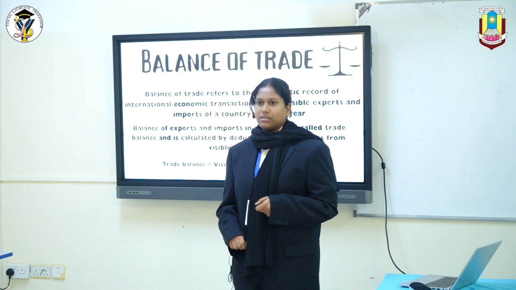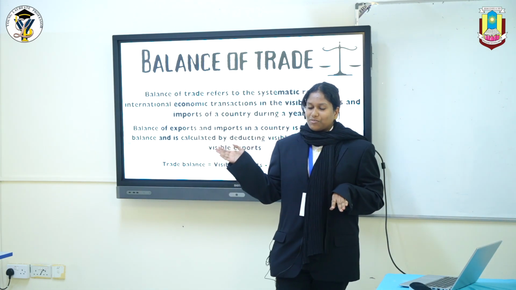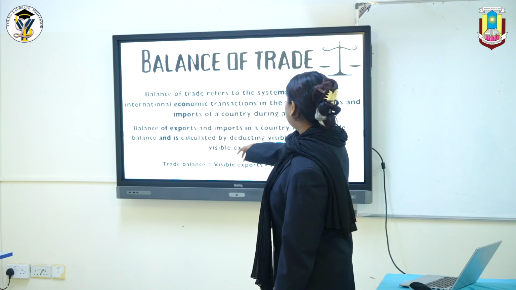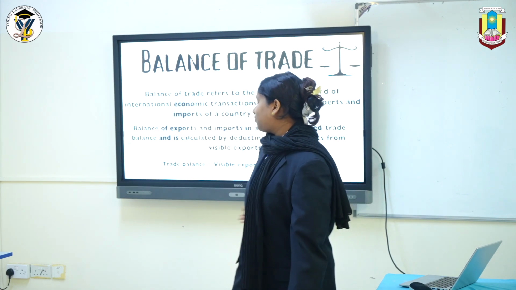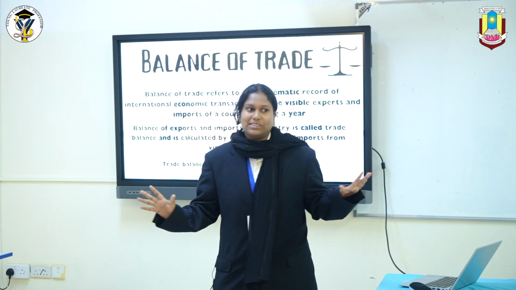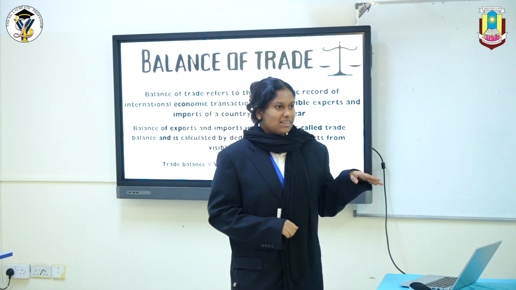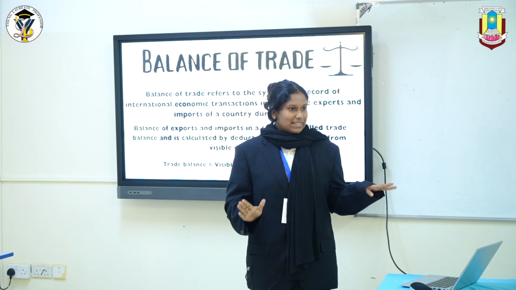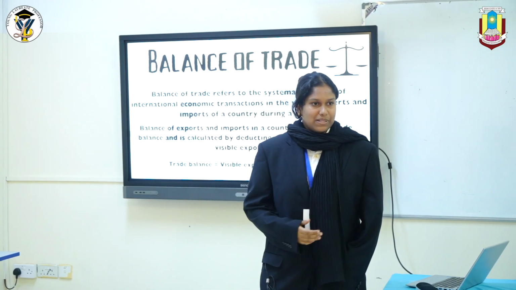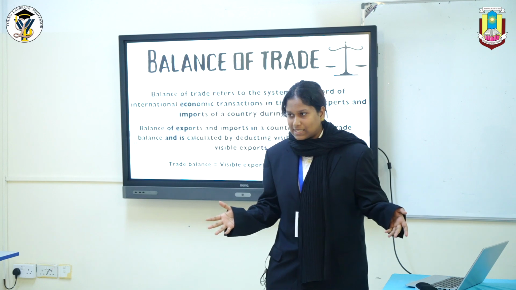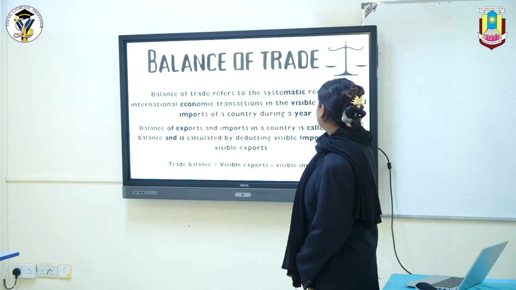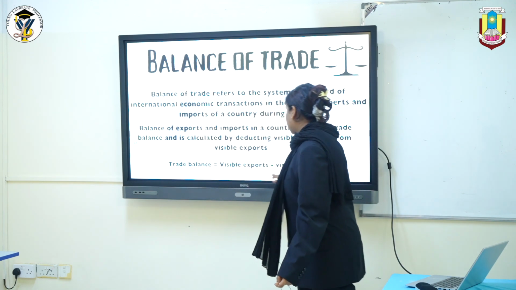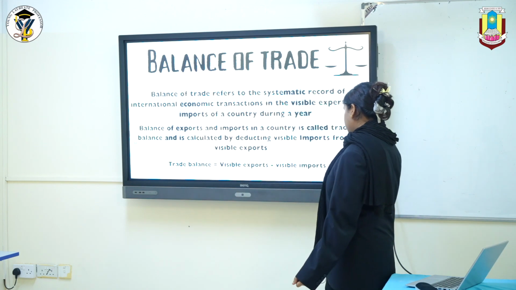Moving on to our next topic. This is a small topic, balance of trade. We have learned what is balance of payments, BOP. Now, what is this BOT? Balance of trade is basically the systematic record of international economic transactions in visible goods. Yes, that's the key point. In BOP, we include 4 items, as I have told you, but in BOT, only visible items are involved. Only visible items. That means we only record the exports and imports of goods. And the balance of exports and imports in a country is called trade balance. And here is a formula to calculate that, which is visible exports minus visible imports.